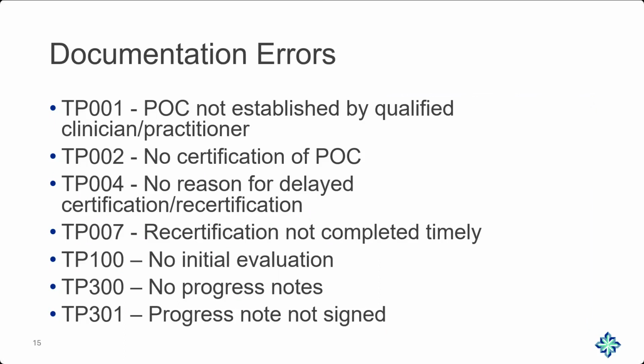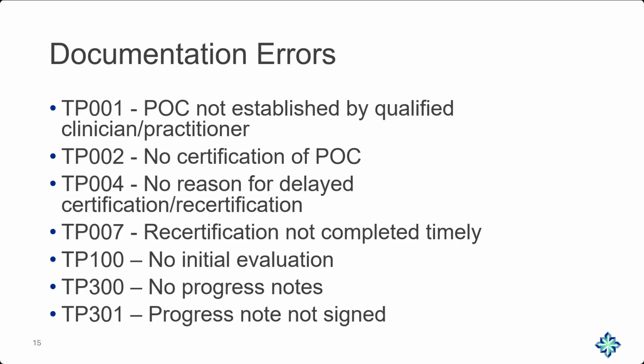Next are general documentation errors. So this slide actually includes a list of various documentation errors that we see upon medical review. The denial code describes the error. So for example, the TP001 is for plan of care not established by the qualified clinician or practitioner. And this would generally happen when there is no signature, so we don't know who established the plan of care. The TP002 would mean no certification was received with the documentation that was provided.